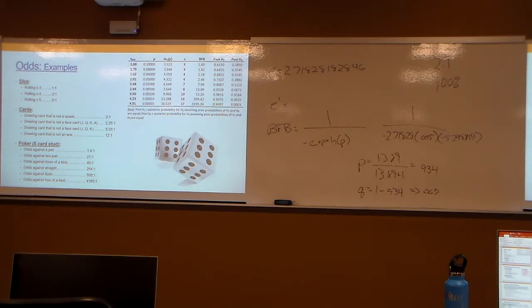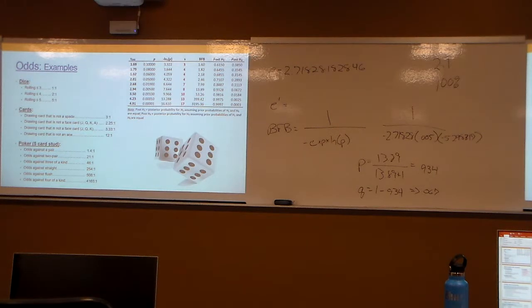Rolling 4 or less is 2 to 1 odds, right? There are 4 numbers I can roll that are less than or equal to 4, 1, 2, 3, 4, and 2 that aren't. So the odds of rolling less than or equal to 4 are 4 to 2, which translates to 2 to 1 odds, right? Rolling a value of 4 or less is twice as likely as rolling something greater than 4.